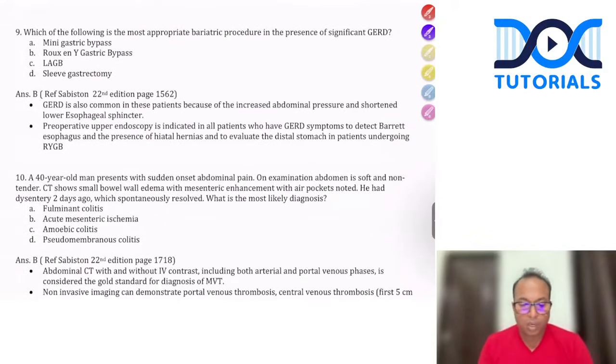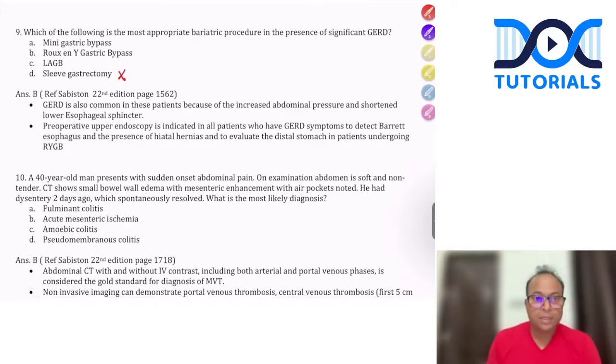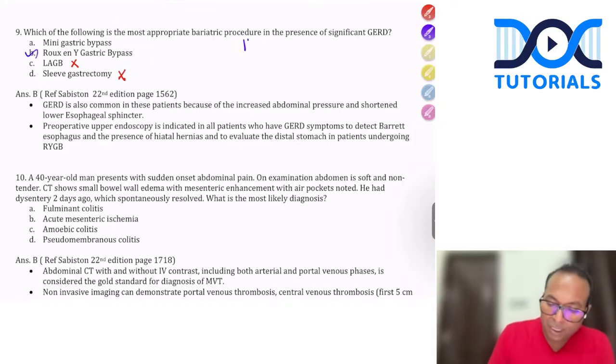Which is the most appropriate bariatric procedure in the presence of significant GERD? Significant GERD is present, so this is a PG level question. You should never do sleeve gastrectomy. You will never do a lap adjustable gastric band also for a GERD patient. For those already having GERD, the best treatment is RYGB, because you are making a small pouch and preventing the acid part going into the esophagus like this.